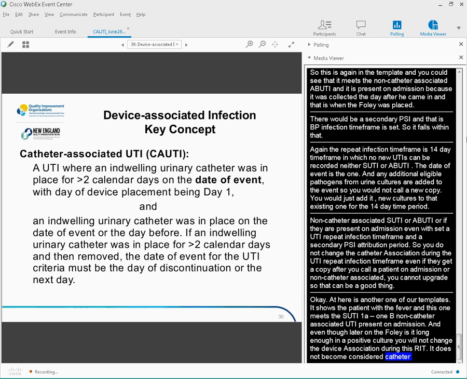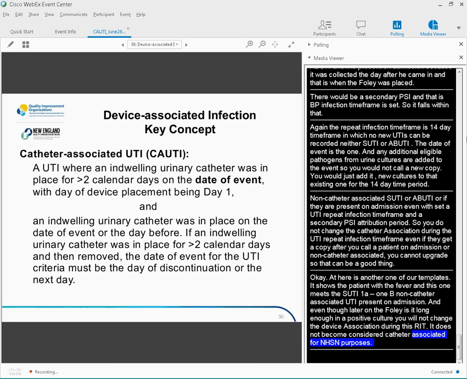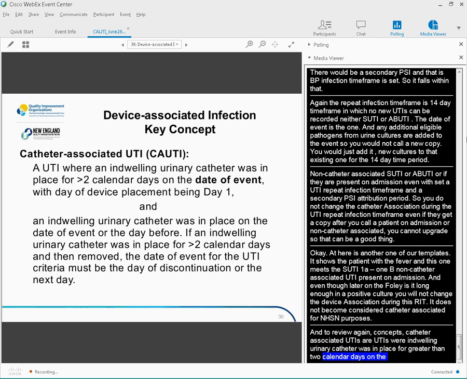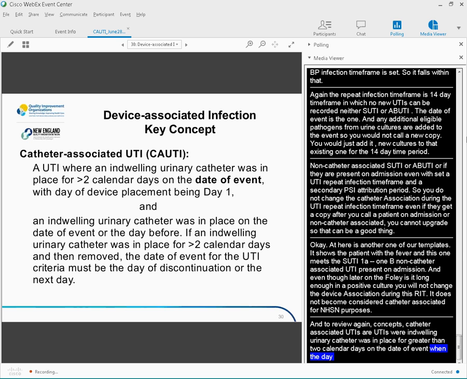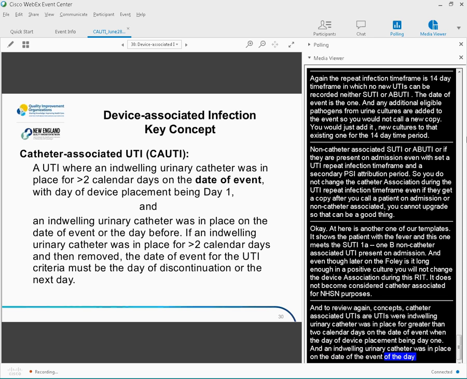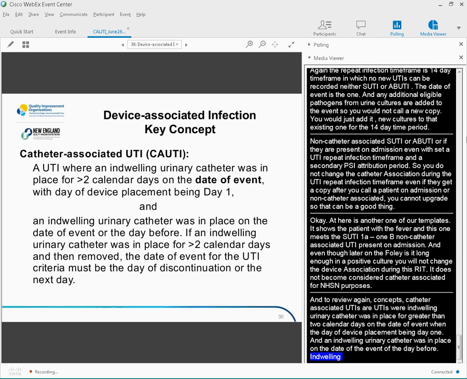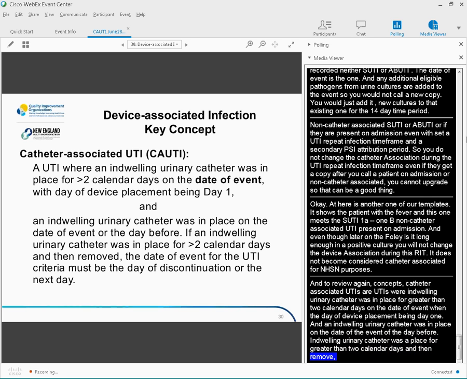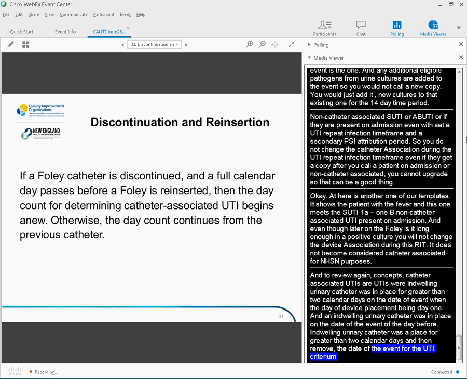And review, again, key concepts. Catheter-associated UTIs are UTIs where an indwelling urinary catheter was in place for greater than 2 calendar days on the date of event, with the day of device placement being day 1. And an indwelling urinary catheter was in place on the date of event or the day before. If an indwelling urinary catheter was in place for greater than 2 calendar days and then removed, the date of the event for the UTI criteria must be the day of discontinuation or the next day.